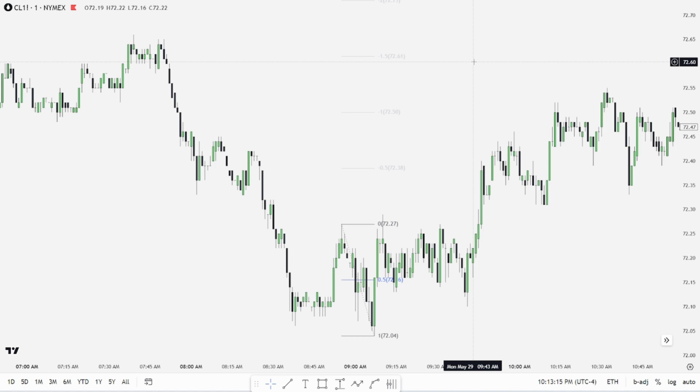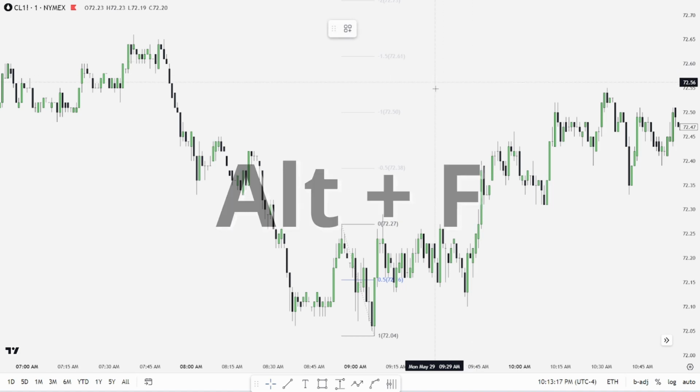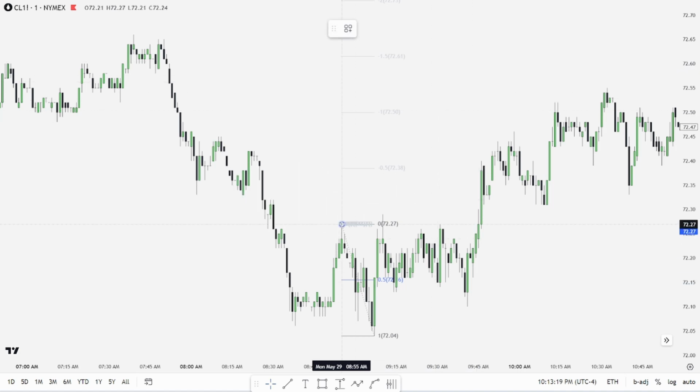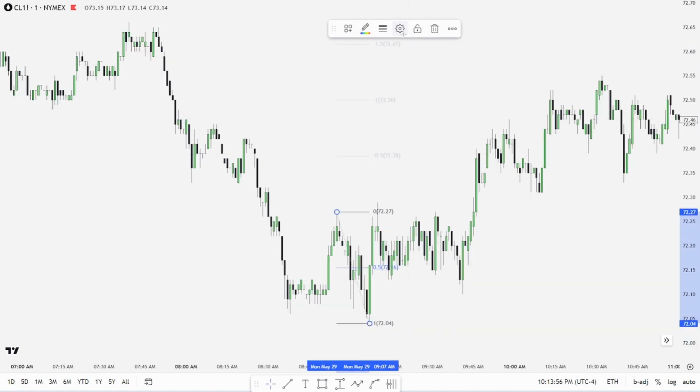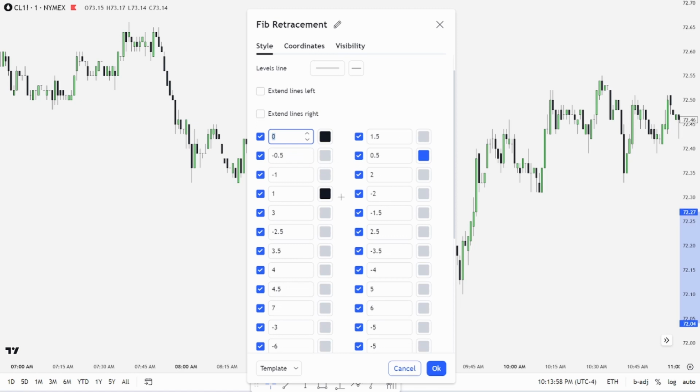Default on TradingView, it is Alt-F to pull it up, and it brings up a range that you can select between high and low. And for the settings of this tool, you're going to put your standard deviations from 0 all the way to 4 and 0 to -4.